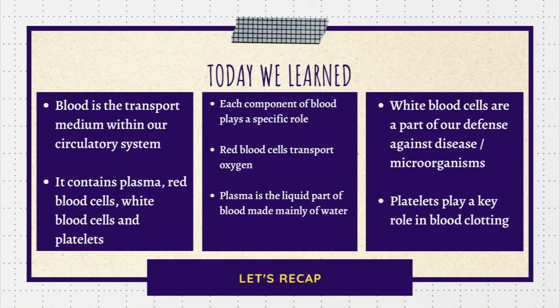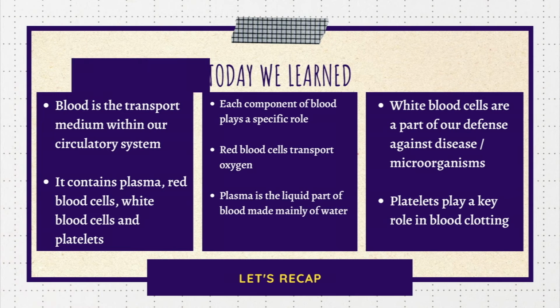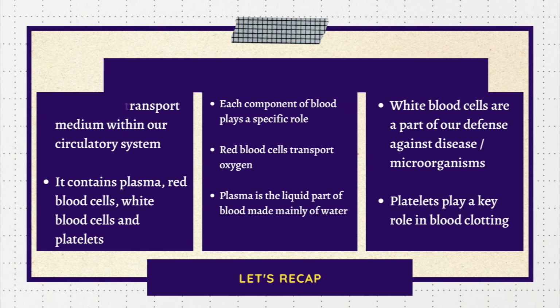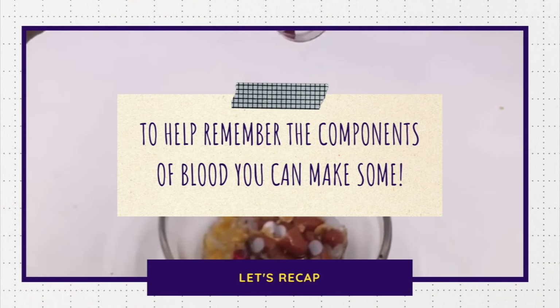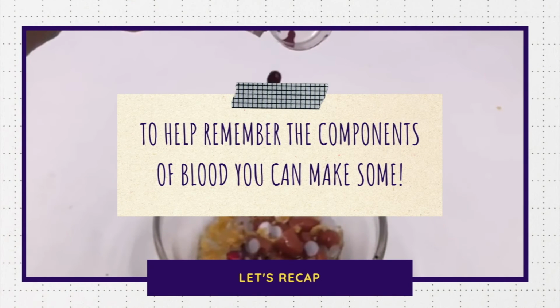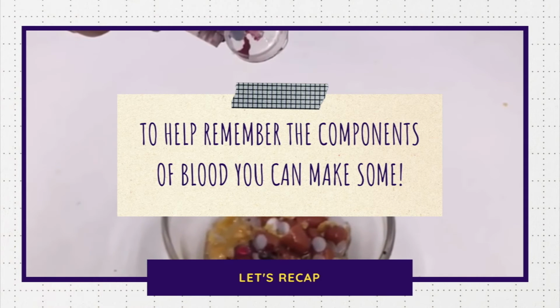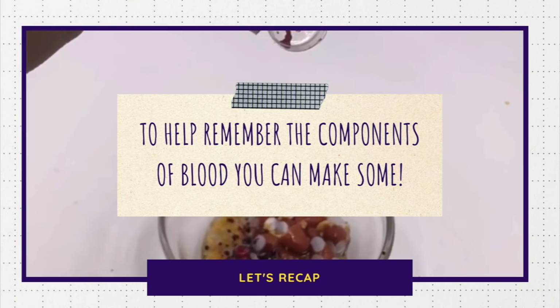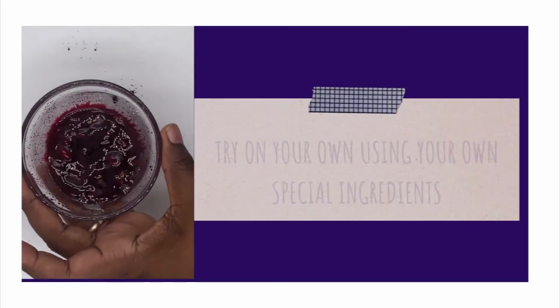Red blood cells transport oxygen. Plasma is the liquid part of the blood made up mainly of water. White blood cells are part of our defense against disease and microorganisms. Platelets play a key role in blood clotting. Our experiment is a fun way to remember the function and characteristics of many of the components of blood. Try it on your own, using your own ingredients.